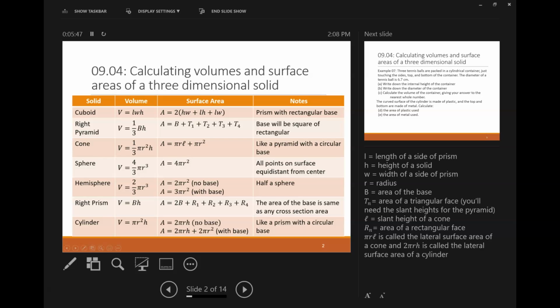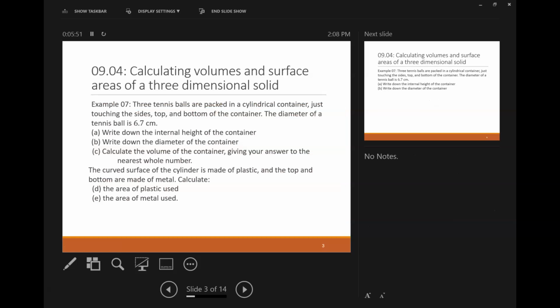Everybody feel good about these formulas and what the letters represent? So let's do some example problems then. First one, we have 3 tennis balls packed into a cylinder container, just touching the sides, top, and bottom of the container. So they're wedged in there basically as tight as they'll go. The diameter of each tennis ball is 6.7.